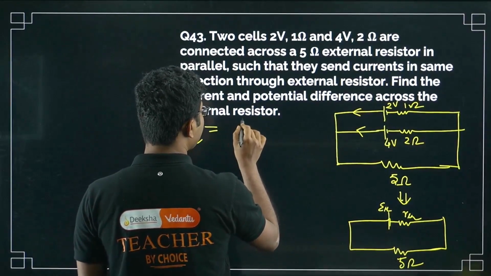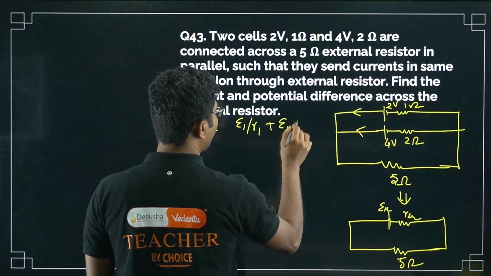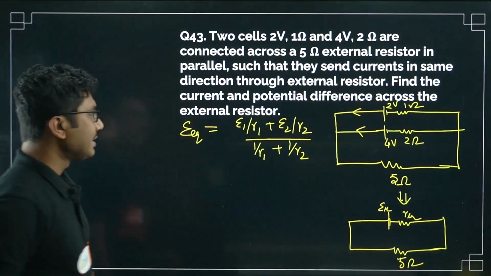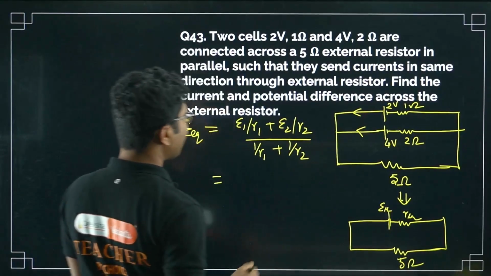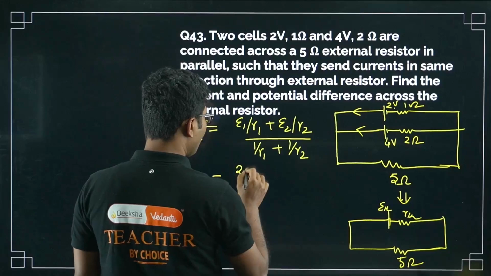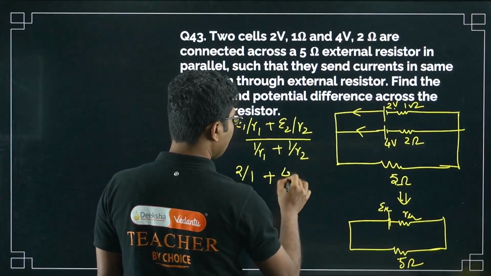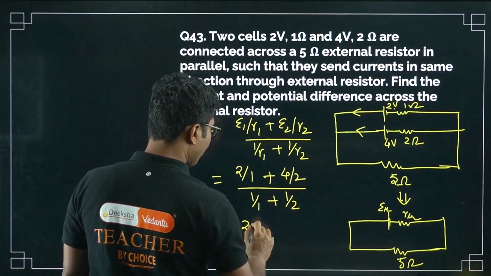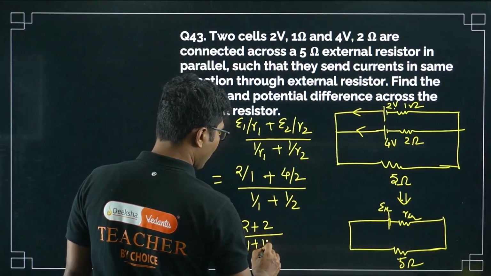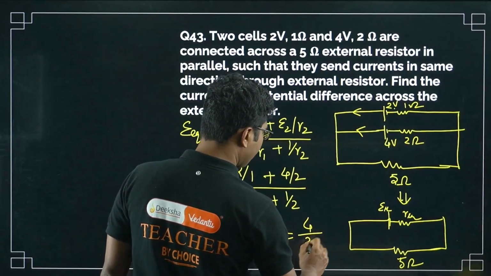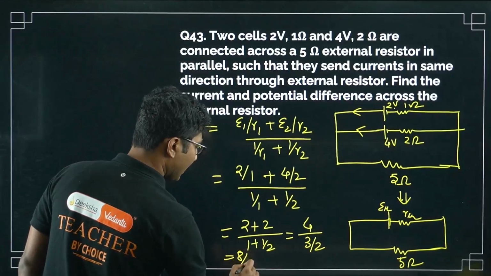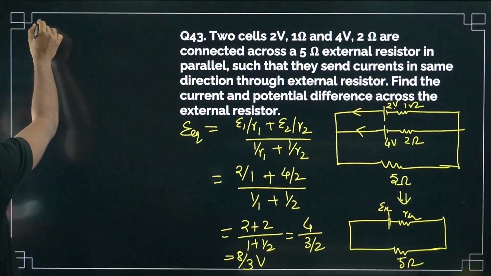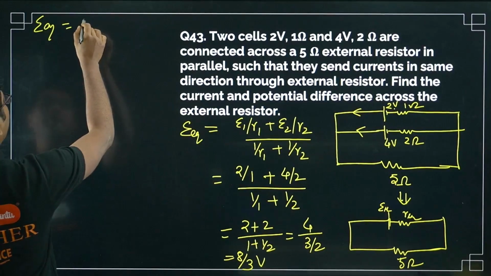Epsilon equivalent for parallel combination is given by epsilon 1 by R1 plus epsilon 2 by R2 divided by 1 by R1 plus 1 by R2, right? This is the easier formula to remember. So epsilon 1 is 2 volt, so 2 by 1 plus 4 by 2, divided by 1 by 1 plus 1 by 2. So it will be 2 plus 2 divided by 1 plus 1 by 2, that is 4 divided by 3 by 2, or 8 by 3. So epsilon equivalent is 8 by 3 volt. Just simple mathematics, not super difficult.